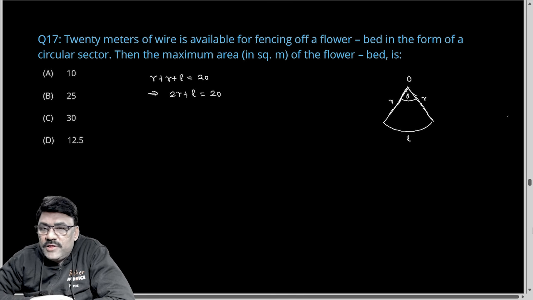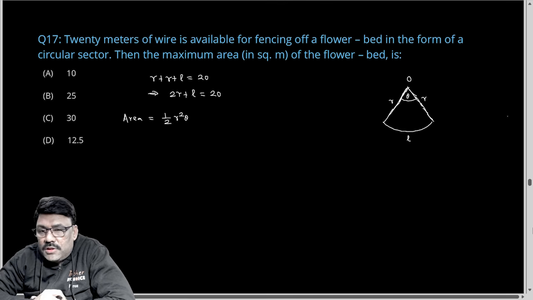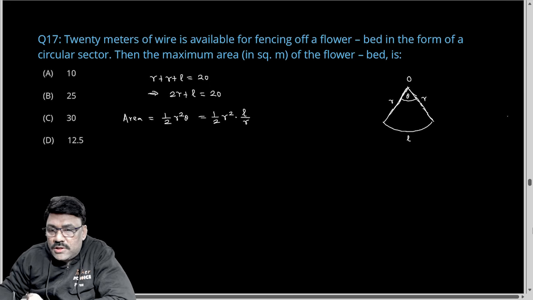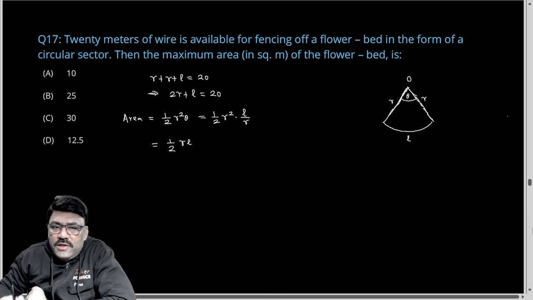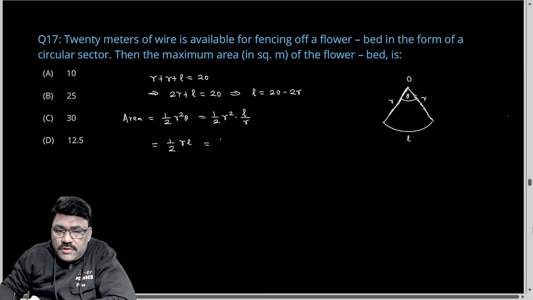So what will be the maximum area of this flower bed? Area of a sector is half R square theta. And theta can be written as arc length over radius. So the area will be half RL. And L can be written as 20 minus 2R from here. So it is half R times 20 minus 2R.